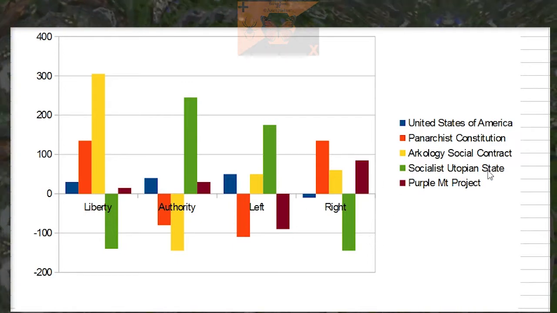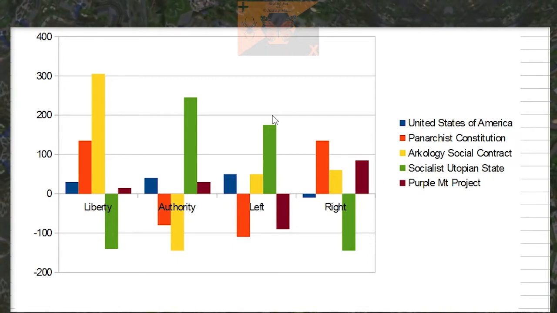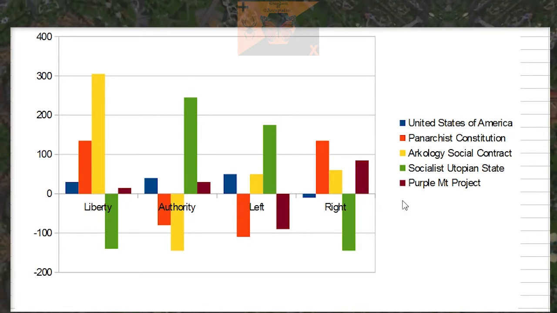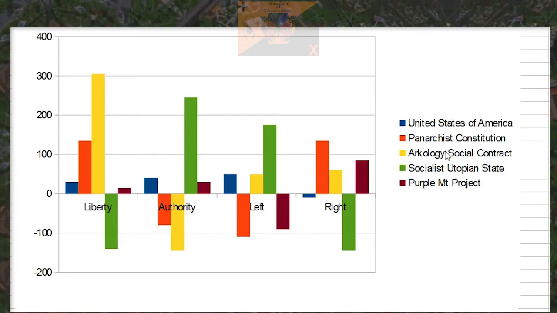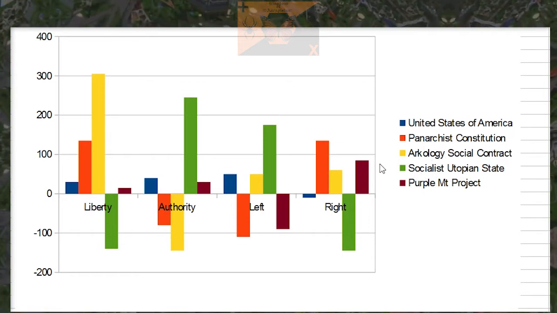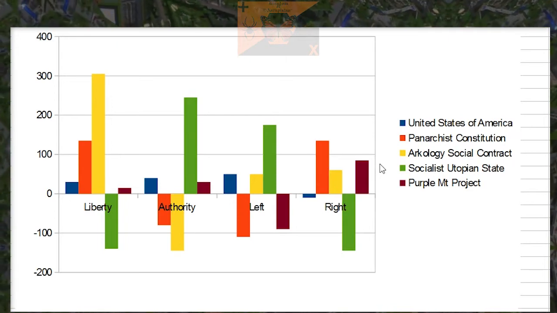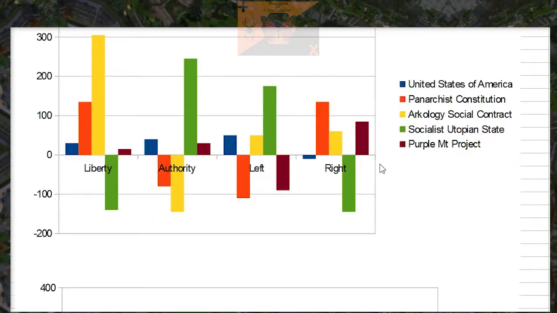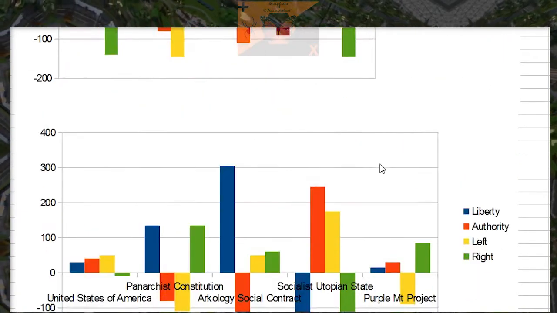And then look at your socialist utopian state. Heavy on the left, completely negative on the right. So this is a completely groundbreaking way to analyze politics, to analyze political documents.